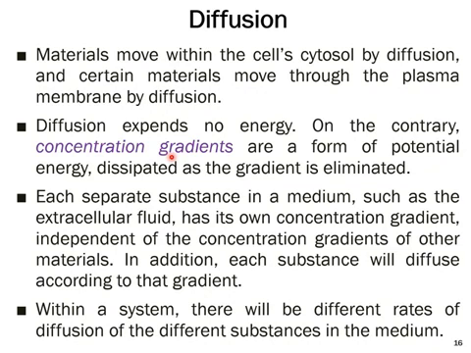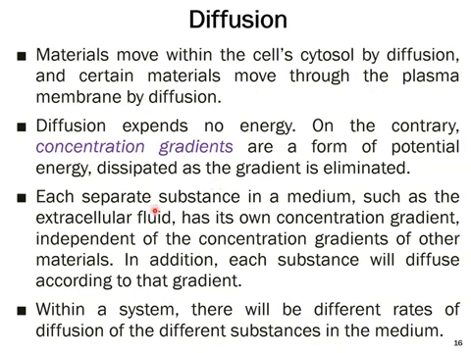Diffusion expends no energy. On the contrary, concentration gradients are a form of potential energy, dissipated as the gradient is eliminated. So what are concentration gradients? They are a form of potential energy which is dissipated or used when the gradient is eliminated, meaning the concentration becomes equal on both sides of the membrane, and then that potential energy is dissipated.